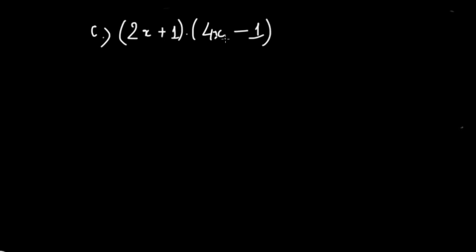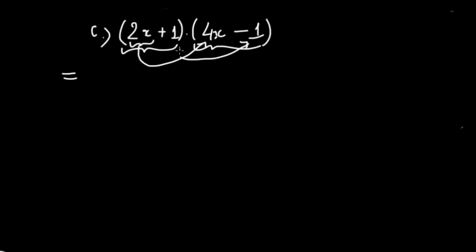Let's work on question C. We have the quantity 2x plus 1 times the quantity 4x minus 1. We see here are two expressions multiplied together. The first step we need to do is take the first term in the first expression and multiply it to each term in the second expression.